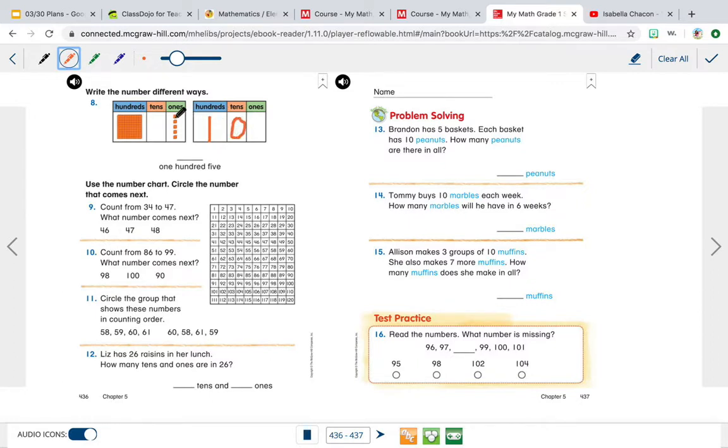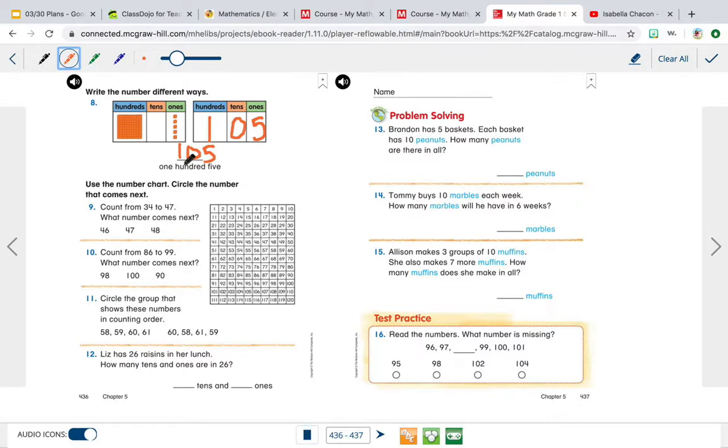And then in our ones place, let's see how many we're going to do. 1, 2, 3, 4, 5. 5 ones. Now we are going to take our number and put it all together, and it's going to be 105. We had 1 hundred, 0 tens, 5 ones, and that makes 105.